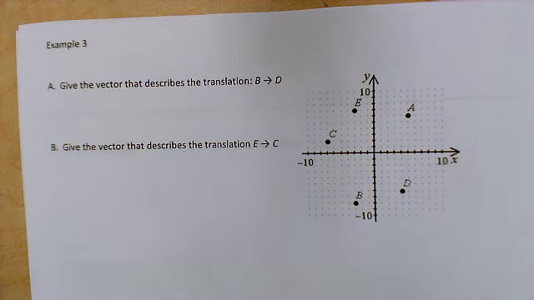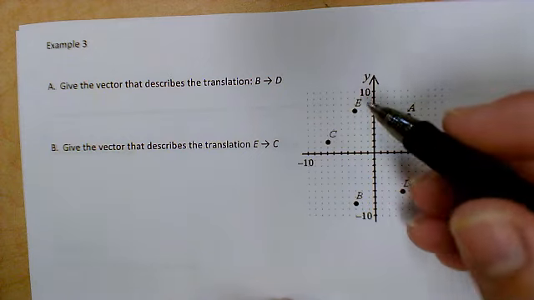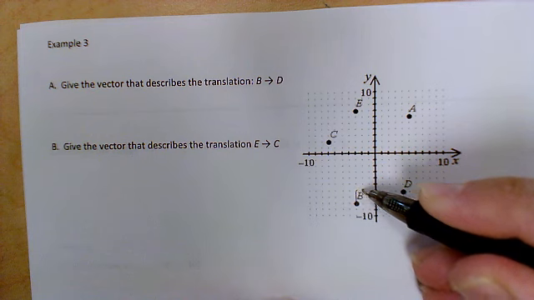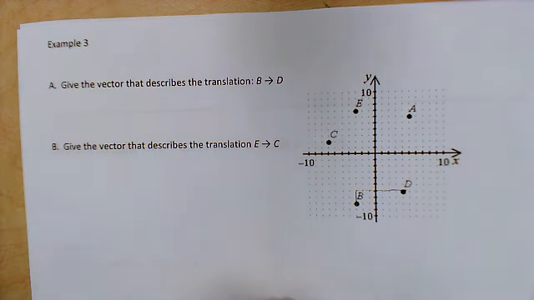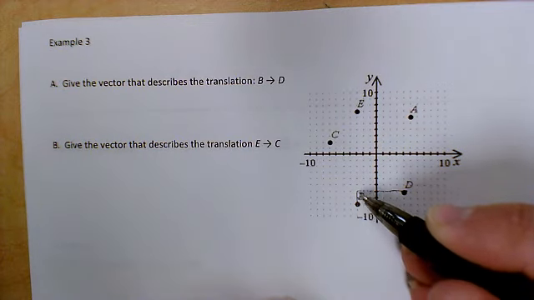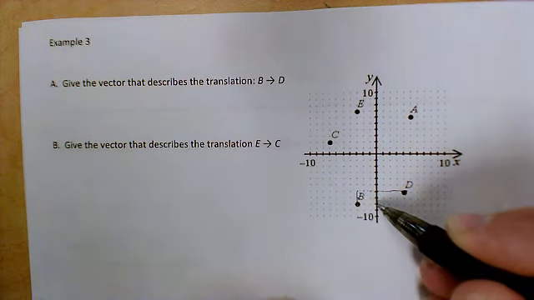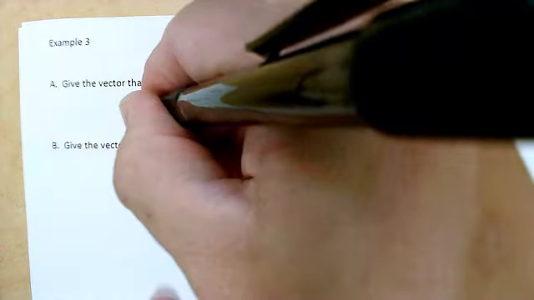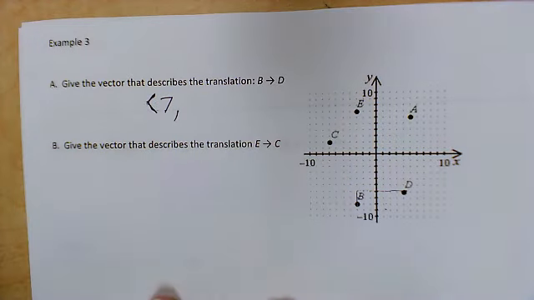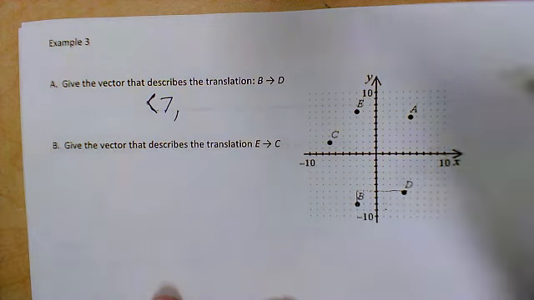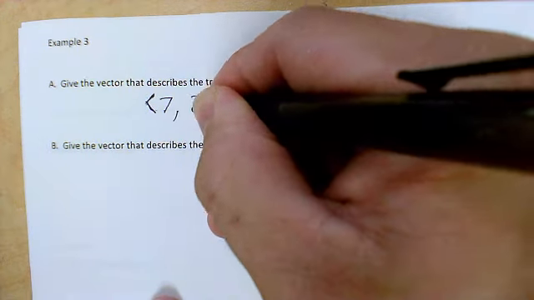Really these are just extensions of the previous 2 examples. If I'm going to describe the translation from B to D, traveling from B to D, I'm having to go up and to the right. So both of my values are going to be positive. This translation is going to the right 1, 2, 3, 4, 5, 6, 7 units. So positive 7 is going to be my first value in the vector. And since the vector went up from B to D, that's going to be positive 2 right here.